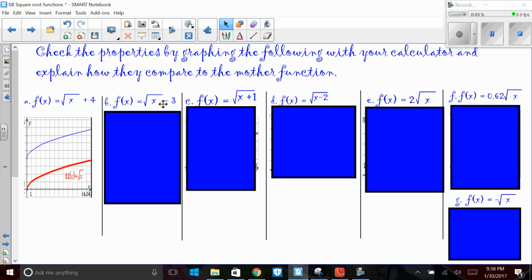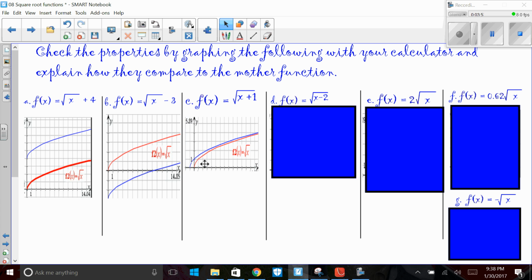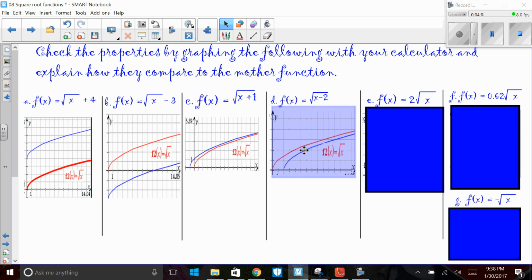And this one, before I uncover it, how is it going to compare to the original function? Got it. If when you added 4, the graph moved up, if you subtract 3, the graph will move down 3 units. Here we're changing the x, both in C and D. If you're adding 1 to x, that means your graph is going to move to the left 1. See, the blue one? It's moved to the left. This is going to be moved to the right 2.